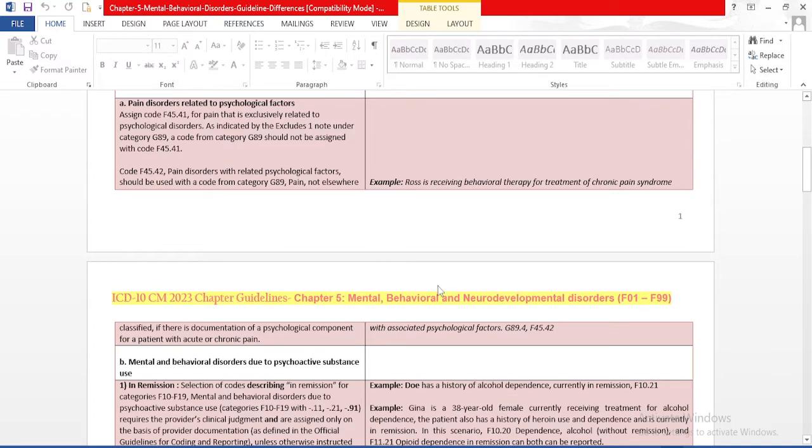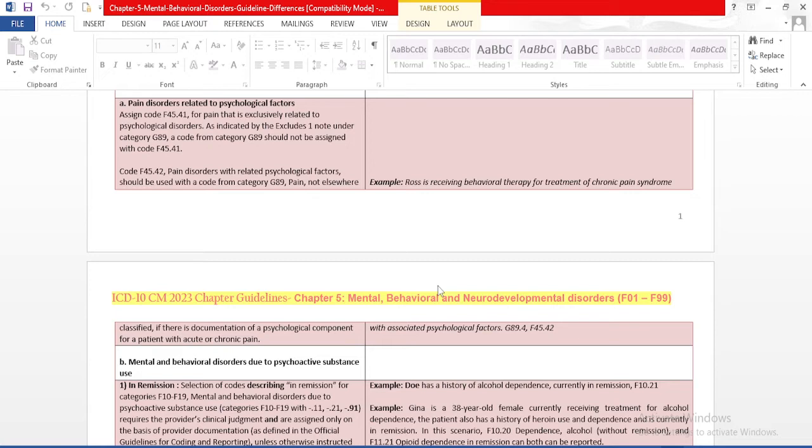Next, we will learn the ICD-10-CM 2023 guidelines. Pain disorders related to psychological factors. Assign code F45.41 for pain that is exclusively related to psychological disorders. As indicated by the Excludes1 note under category G89, a code from category G89 should not be assigned with code F45.41. So if the patient has pain related to psychological disorders, we need to use F45.41.